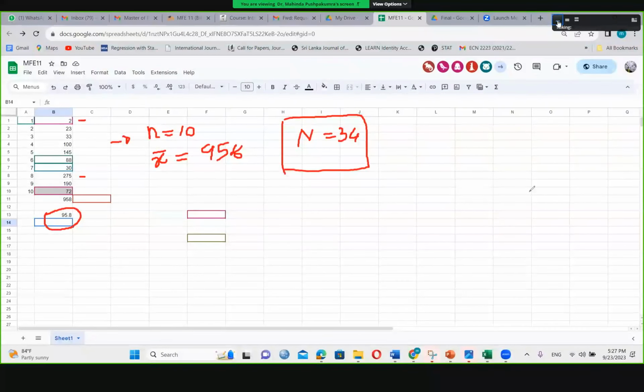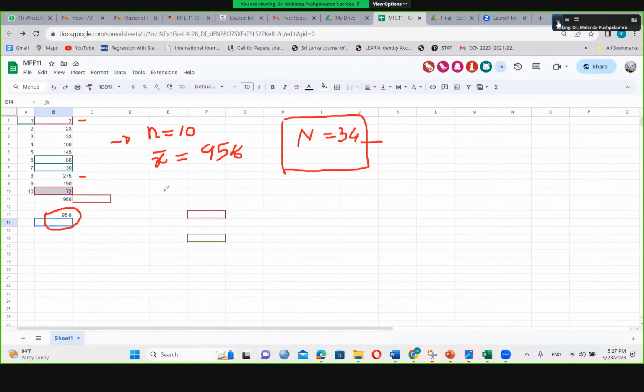Let's say population is a large group. In this example, it is 34. And if we need, we can get the information from these 34. But let's say it's a very big number. Then practically we can't get the data from this population.